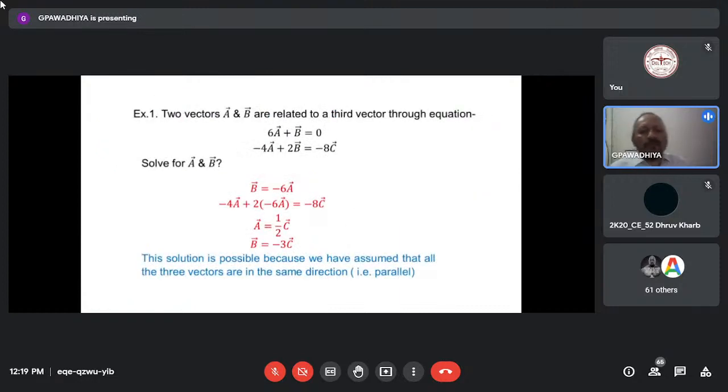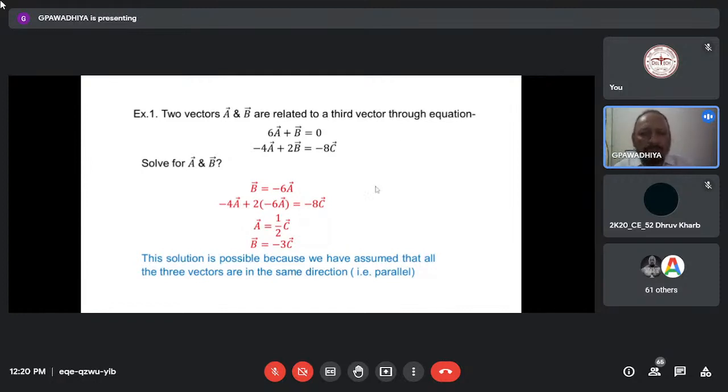Let's do exercise 1. The two vectors A and B are related to a third vector through some equations. The relations are 6A plus B is equal to 0, and minus 4A plus 2B is equal to minus 8C. You will have to use this relation cautiously, but it's a very interesting relation. It's just giving a kind of linear simultaneous algebraic equation.